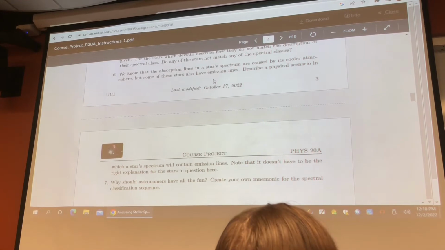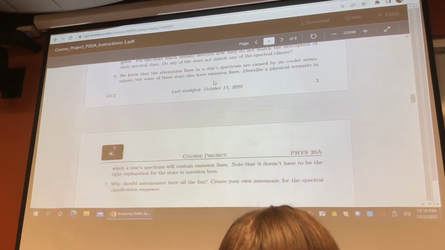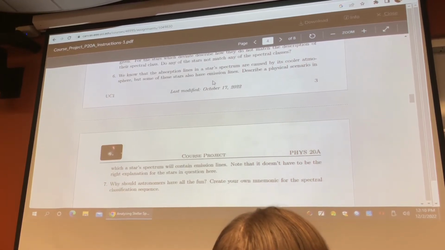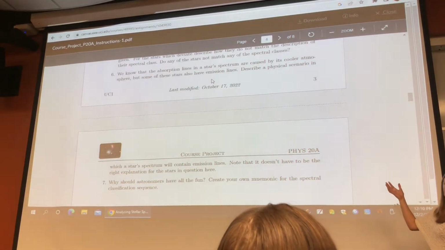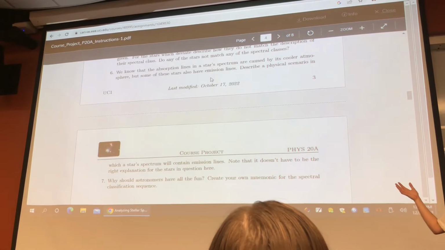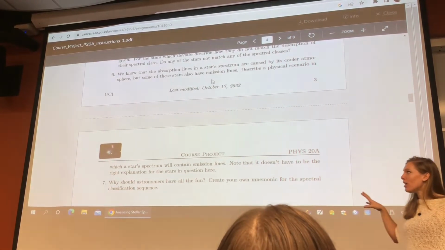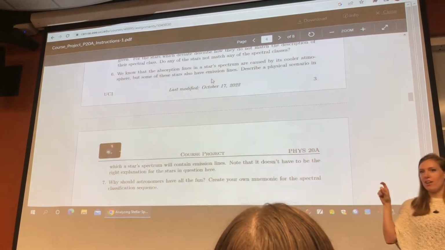So that's one for you guys to just think about on your own. I would like 4 or more sentences, I would say. So it should be more than just one word. Shoot for like a short paragraph for number 5.